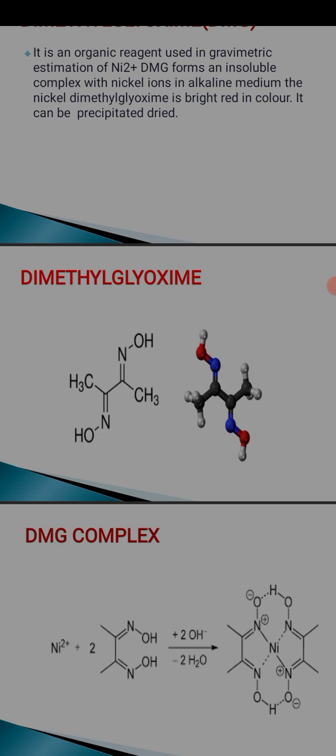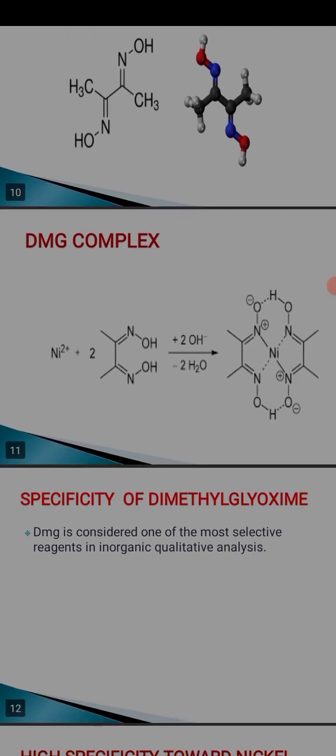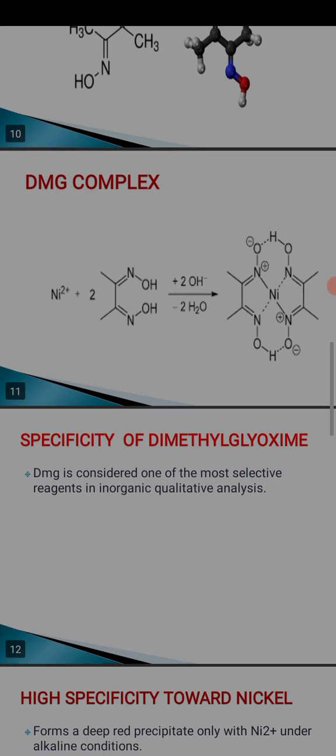Dimethylglyoxime is a dioxime containing two oxime groups. The central carbon chain has two methyl groups attached to the carbon atoms bearing the oxime groups. The structure can be represented in this picture. This picture explains the DMG complex.